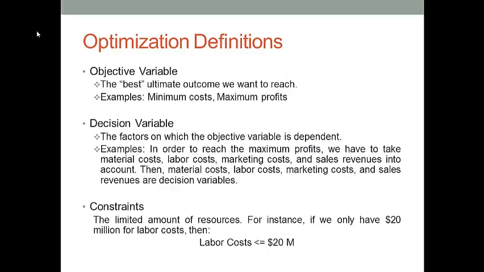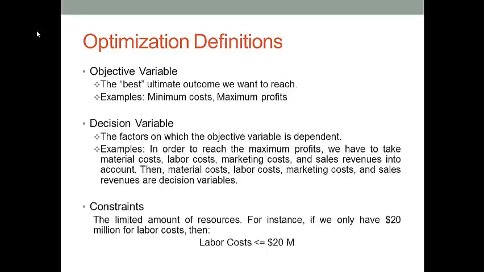In the process of reaching the best outcomes, we have to consider the influencing factors, which means the objective variable is dependent on the influencing factors, right? We call the influencing factors the decision variables in an optimization analysis. For instance, in order to reach the maximum profit, we have to consider factors such as labor cost, material cost, and marketing cost. Then in this analysis, labor cost, material cost, and marketing cost will be the decision variables because they influence us when we try to reach the maximum profit.